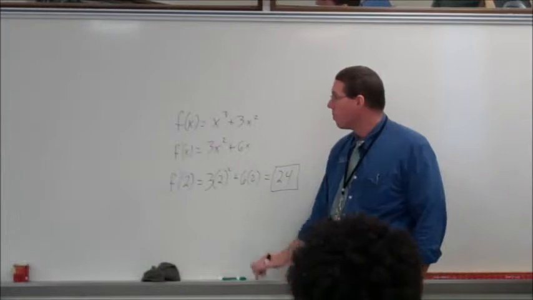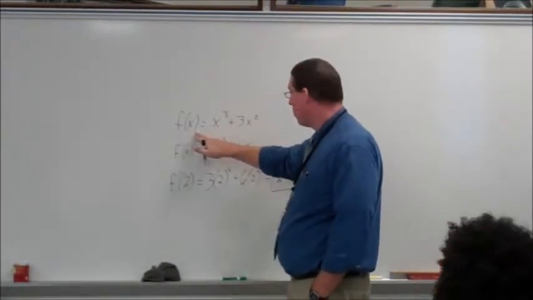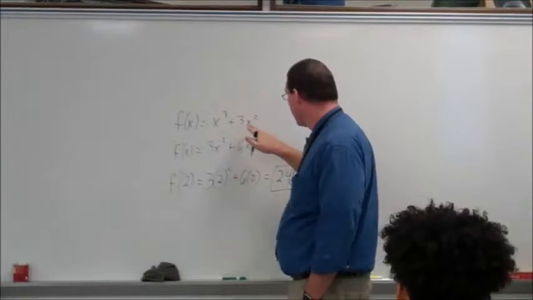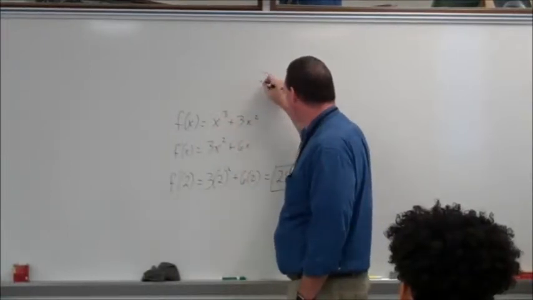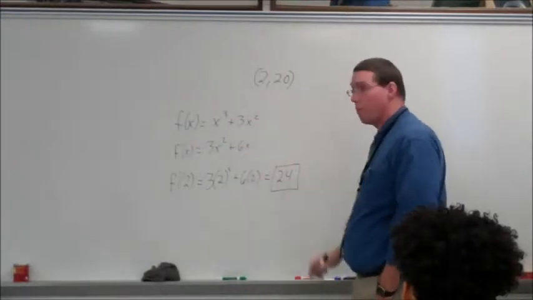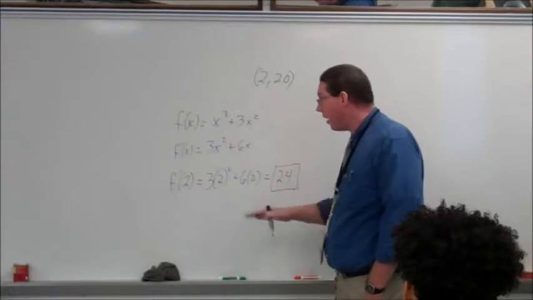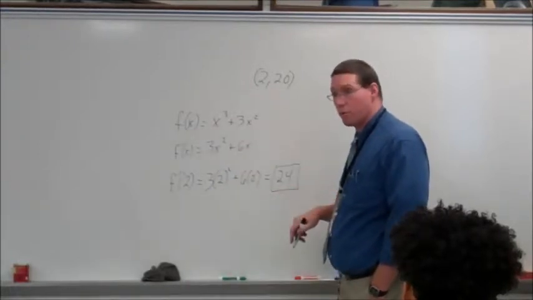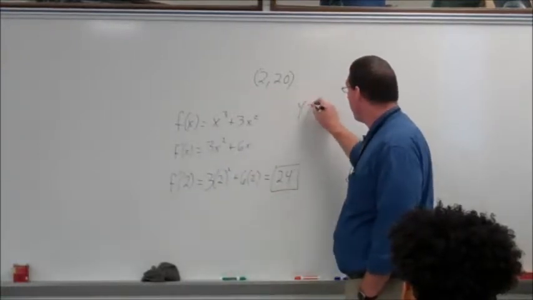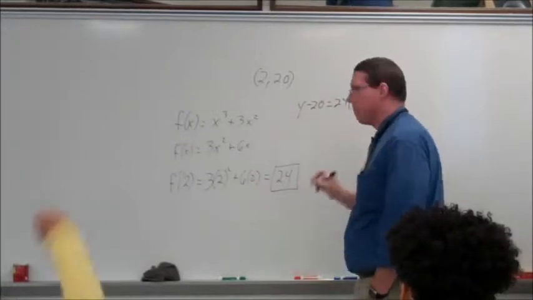Okay? Now, the y value is going to be f of 2, which is 8 plus 12, 20. So at the point (2, 20), it has a slope of 24. And the equation of the line tangent to f of x at x equals 2 is y minus 20 equals 24 times x minus 2.